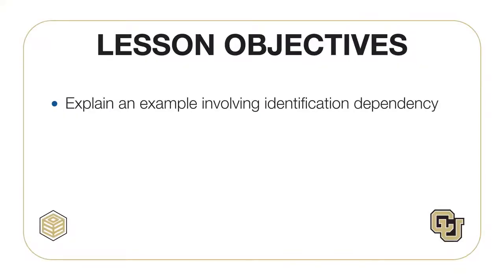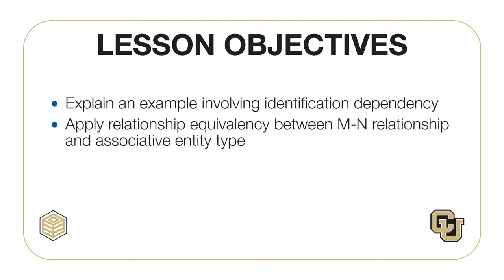These relationship variations do not occur often in practice. However, when occurring, these variations are important parts of a data model. The objectives in this lesson involve two specialized types of relationships: identification dependency and many-to-many relationships with attributes. You should be able to articulate the elements of identification dependency in an example. To demonstrate understanding of many-to-many relationships, you should be able to apply the many-to-many relationship equivalency rule to an example.